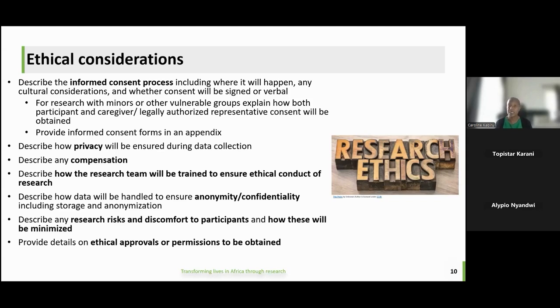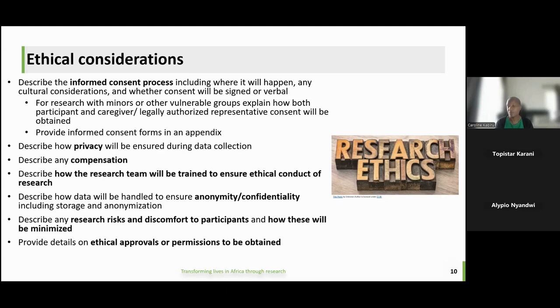And this is true whether it's a research plan in a proposal or a research plan or protocol for an actual project. Just to make sure that everyone is aware that the team has undergone ethical training and is aware about ethics in research. And then describe how data will be handled to ensure anonymity and confidentiality, including how it will be stored or anonymized.